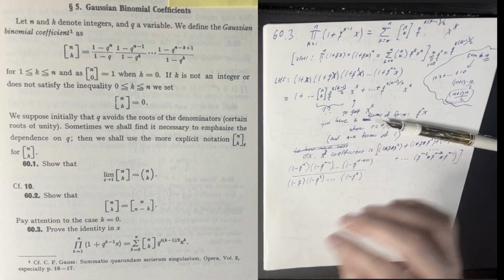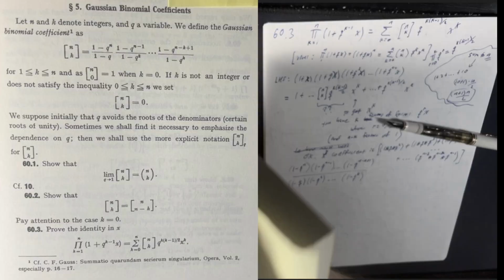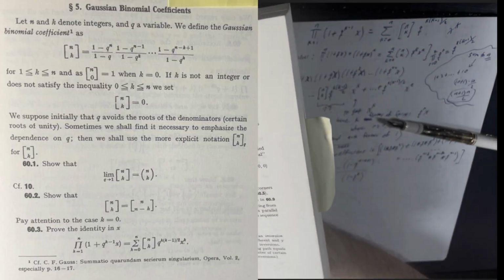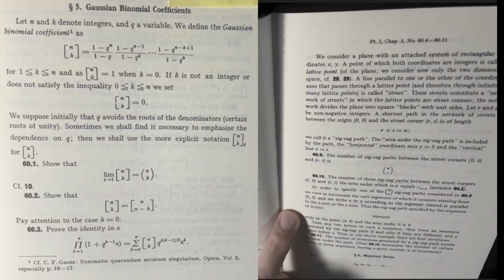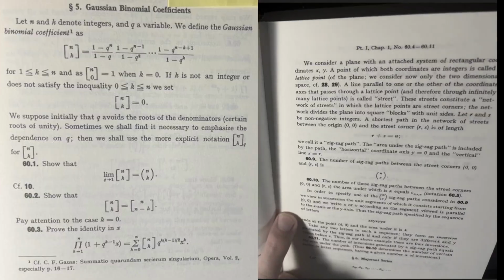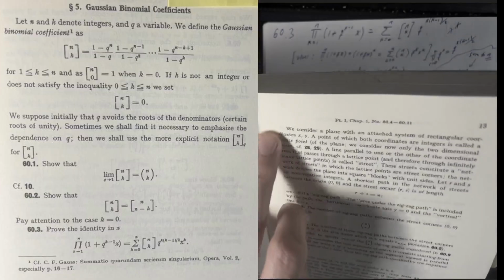You know what? That's probably, yeah, you're right about that. He talks about that in a later problem. I think he's going to talk about that. He says the number of zigzag patterns, here it is, street corners. He's talking about lattice points.